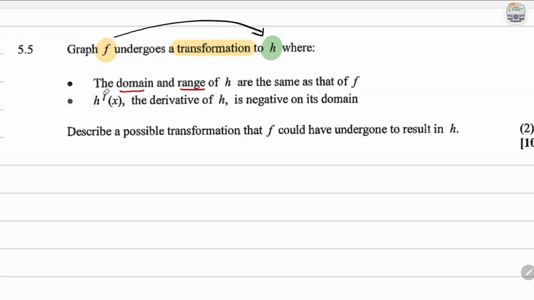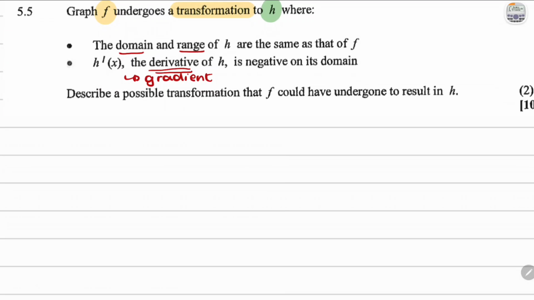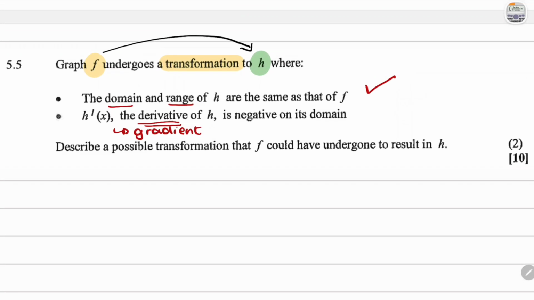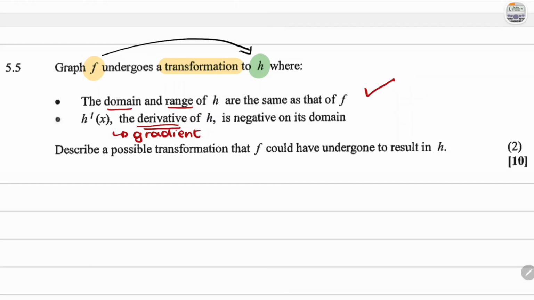And then they tell us that h prime, okay, so that is the derivative, aka the gradient. Okay, so that's another thing you need to remember when you see things about the derivative. They're really just speaking about the gradient of that function. Okay, so the gradient of the function is negative on its domain. So they're saying it's negative for the x values. Okay, let's actually speak about the first point first. So the domain and the range have to be exactly the same for h and f.